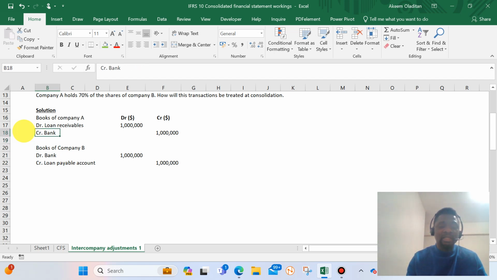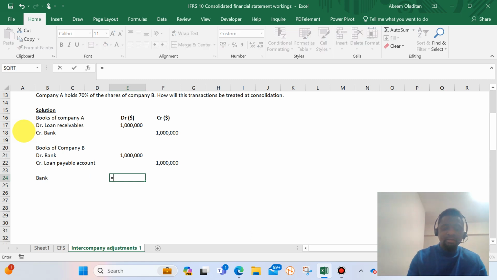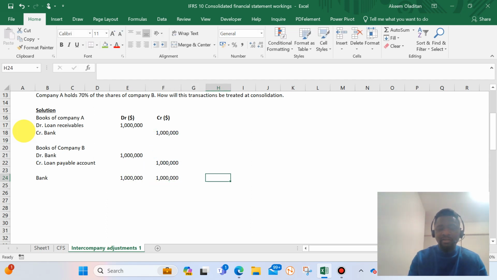And if you look at the bank here, we don't need to do anything to bank, because look at it here. We have credit bank because when you're consolidating, let me just do a simple pro forma balance sheet. So bank account: we are debiting bank, we are crediting bank. So at the end of the day, the movement in the bank is still zero. So we don't need to do anything to bank.